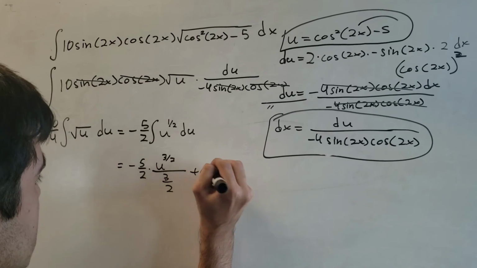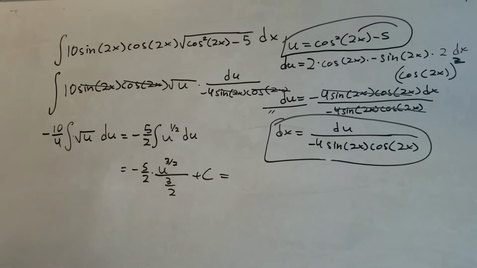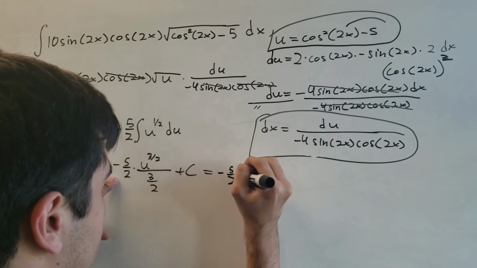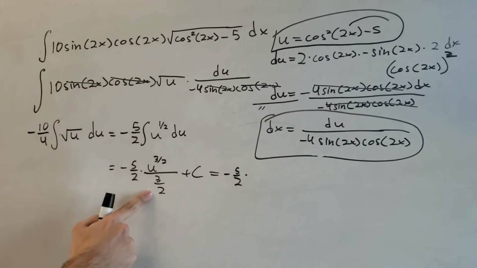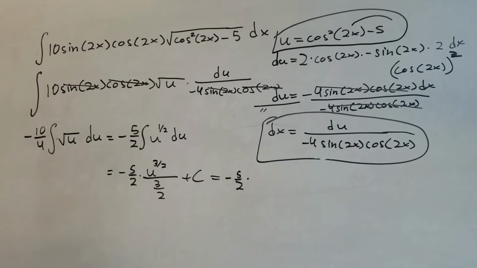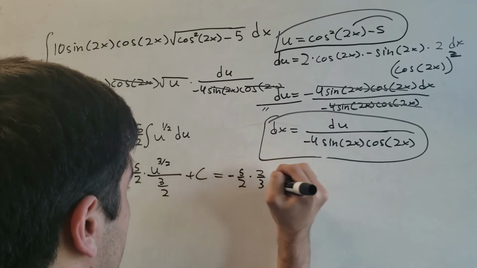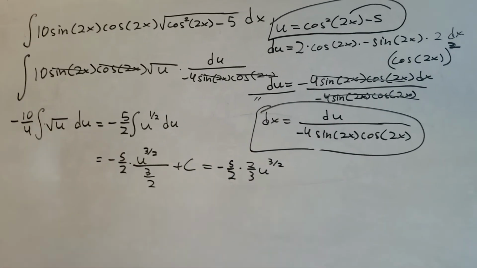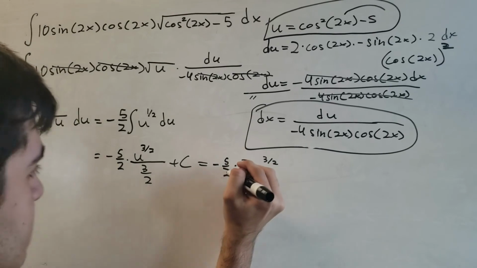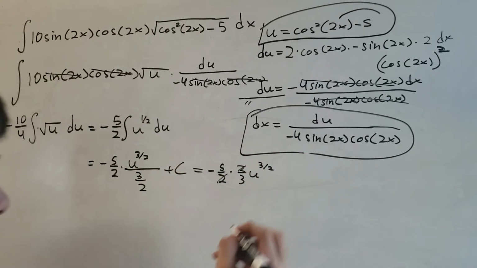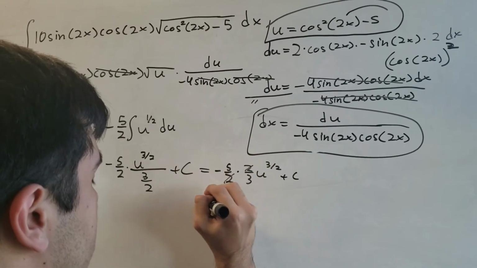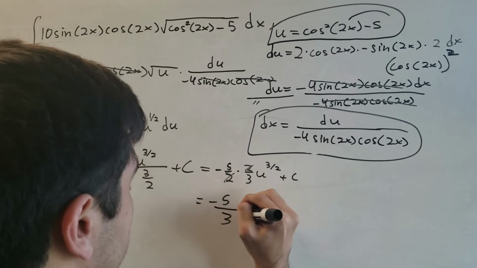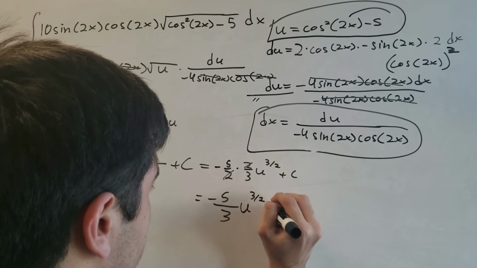And then of course you put plus c, but of course we can simplify this, right? We can make it look a lot nicer. So you have that negative 5 over 2 times, you can just multiply by the reciprocal of that fraction, which will be 2 over 3. And then you have that u to the 3/2 power hanging out there. And then you simplify, right? So these 2's cancel out. So now you're left with negative 5 over 3, and then u raised to the 3/2 power plus c.